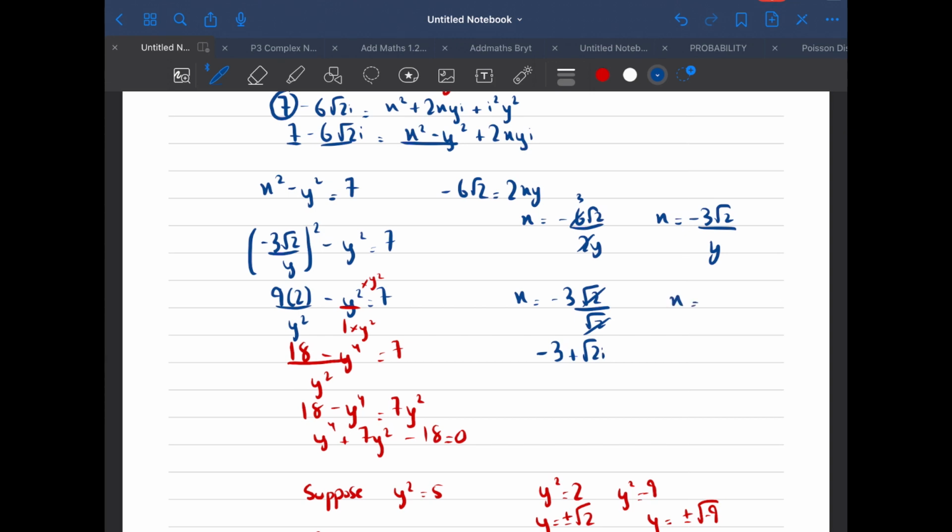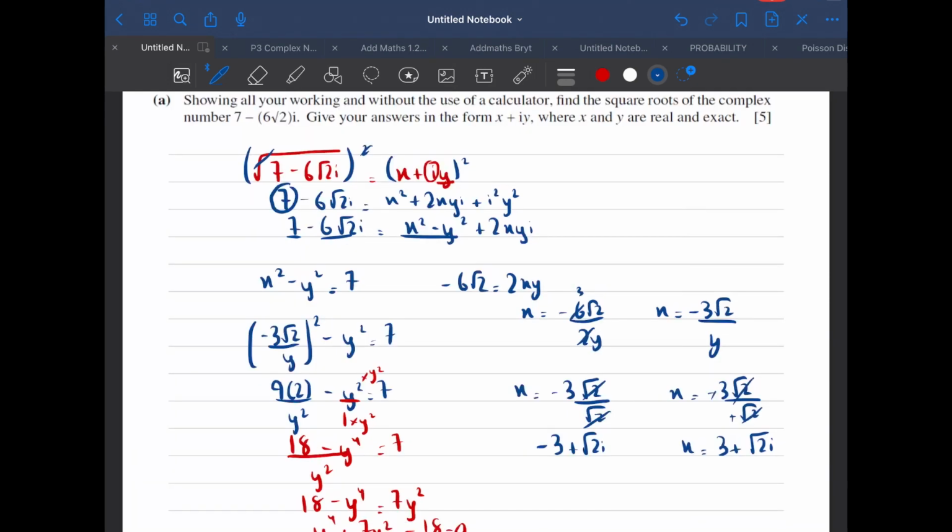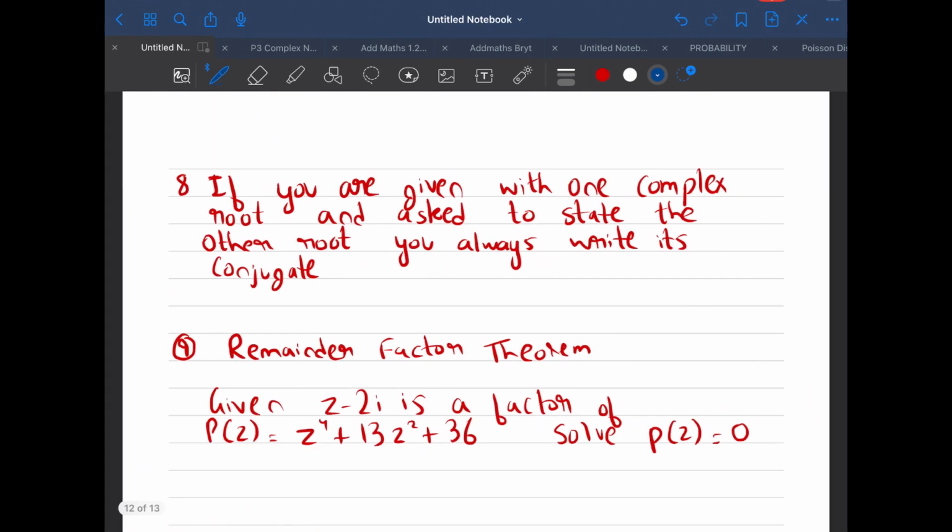Now let's plug in again. Negative under root 2, this and this cancel out. This becomes plus. x is equal to 3 plus under root 2 iota. At this point, we complete point 7 of complex numbers. Let's begin with point 8.